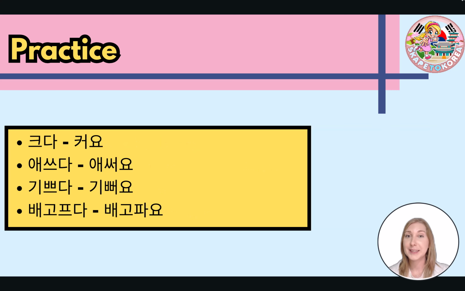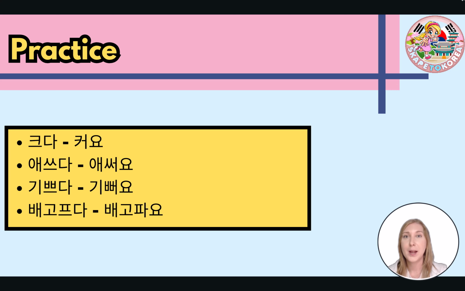Alright, so 크다, to be large, to be big. 크, we're dropping the 다. There is no other vowel, so we're adding 어요, becomes 커요. 쓰다, double ㅆ. The vowel there is ㅡ, which means it's the second rule. We're adding 어요, so 써요. 기쁘다. So we've got 기, and then we've got double ㅃ. And the vowel there is ㅣ, so we're adding 어요, and it becomes 기뻐요.